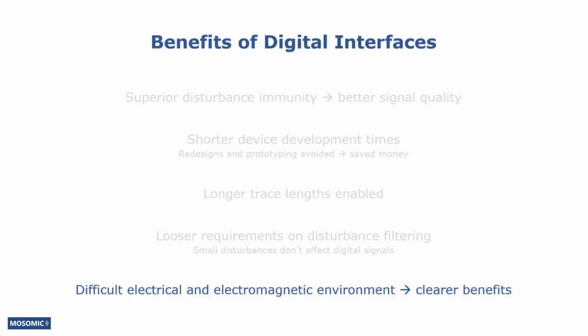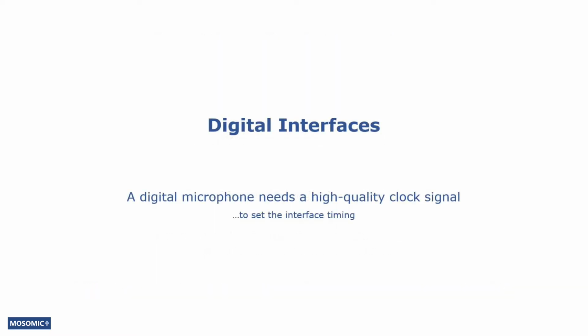The more challenging the electrical and electromagnetic environment is, the clearer the benefits of digital interfaces can be. Improvements are clear, especially in wirelessly connected devices or devices used in hostile electromagnetic environments. One more significant difference between an analog and a digital microphone is that a digital microphone needs a clock signal to set the interface timing. The clock line has to be carefully designed to make sure the clock signal is clean and doesn't cause problems.